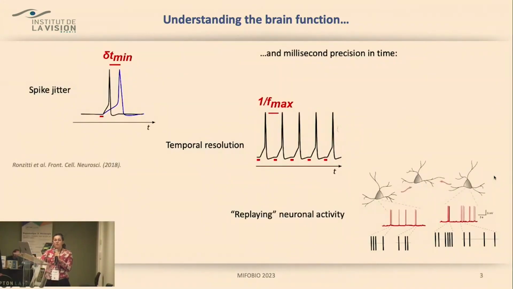But also, you need to be able to perform studies in a relevant temporal scale. And this also goes from the millisecond time, or even sub-millisecond times, where you want to be able to characterize the precision of when an action potential is triggered, or even the frequency with which action potentials fire, for eventually being able to reproduce the neuronal activity by replaying even asynchronous temporal patterns.